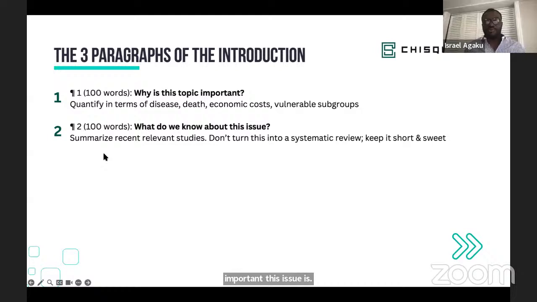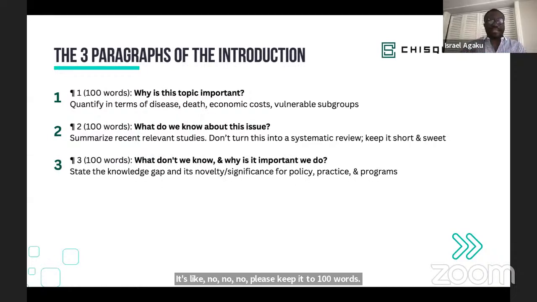Paragraph 2, what do we know about this issue from the literature? Your job here is to summarize the relevant recent literature. Please, this is not a systematic review. We're saying just summarize a few studies. This is not where you want to go and say, so and so et al. said this, and so and so said this. No. Please keep it to 100 words. It should be short and it should be sweet.